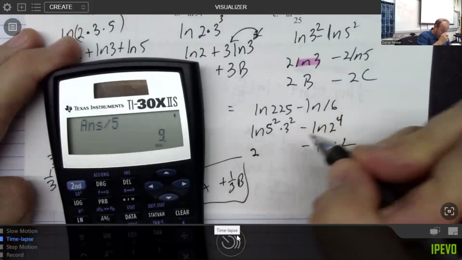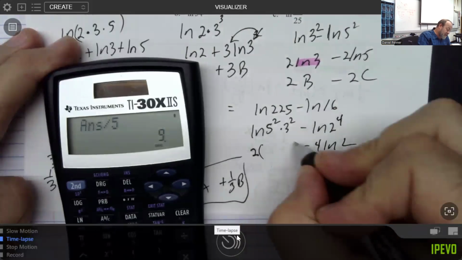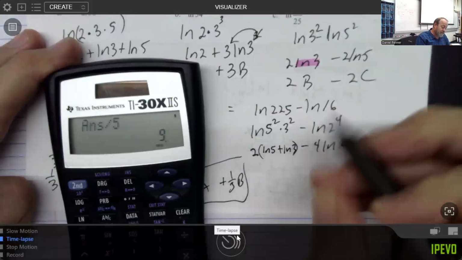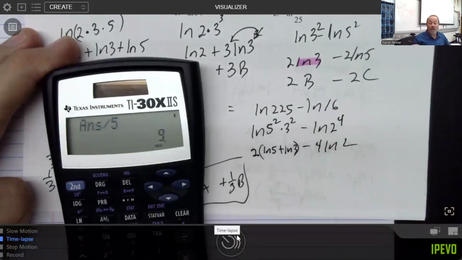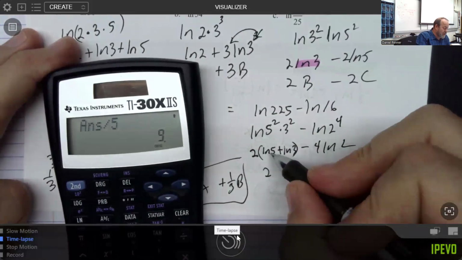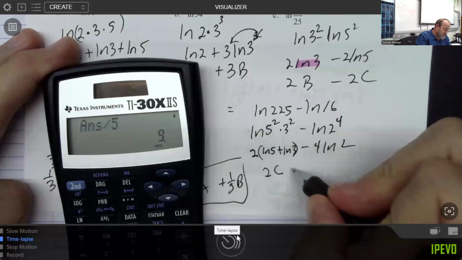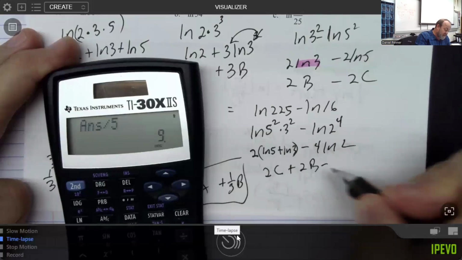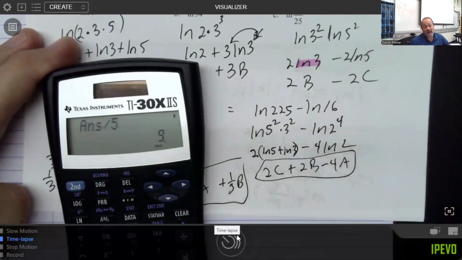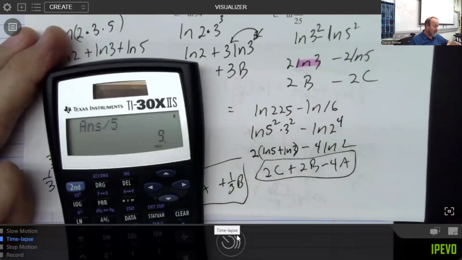Let's see, how should I do that? I think I'm going to go 2 parentheses, ln of 5 plus ln of 3. Since they're both being squared, I could pull out that 2, or you could distribute and have both of them have the 2. It's the same thing, right? So that would be 2 C's plus 2 B's minus 4 A's. Now, again, lots and lots of ways to do that.